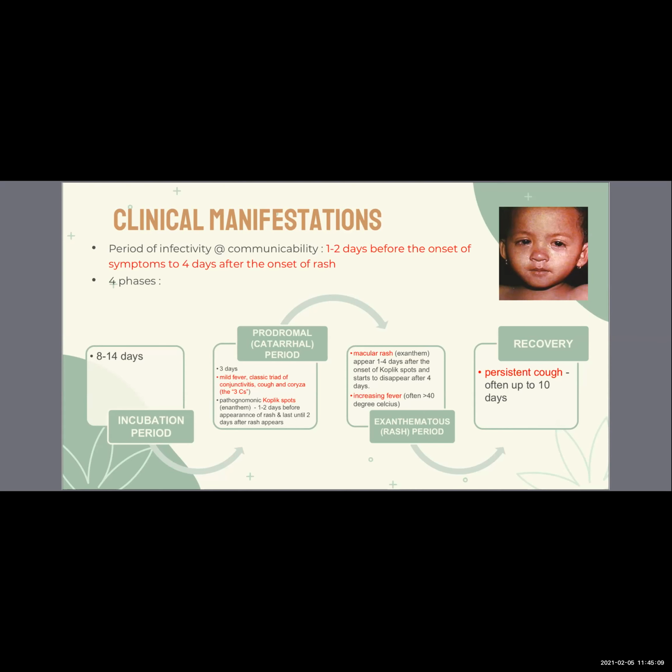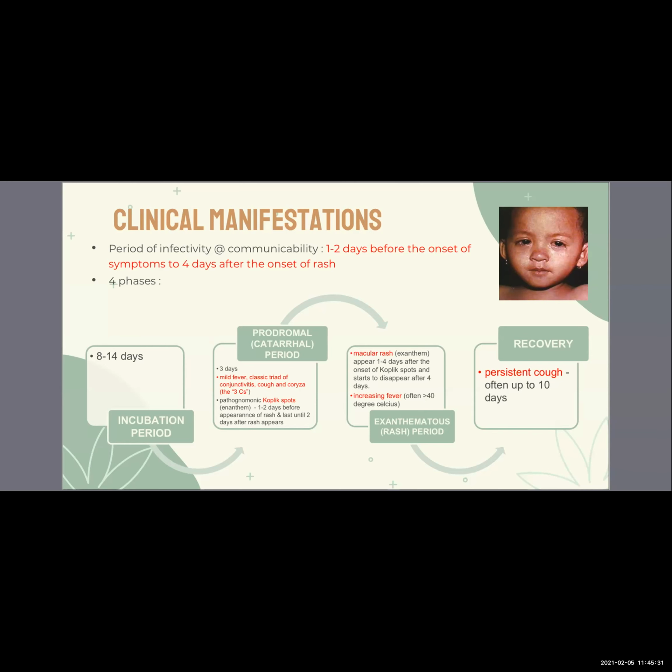It usually appears 1 to 2 days before the appearance of the rash and can last until 2 days after the rash appears. Pathognomonic is defined as a sign or symptom that is specifically indicative of a particular disease. So in this case, Koplik spots are especially indicative of measles virus.